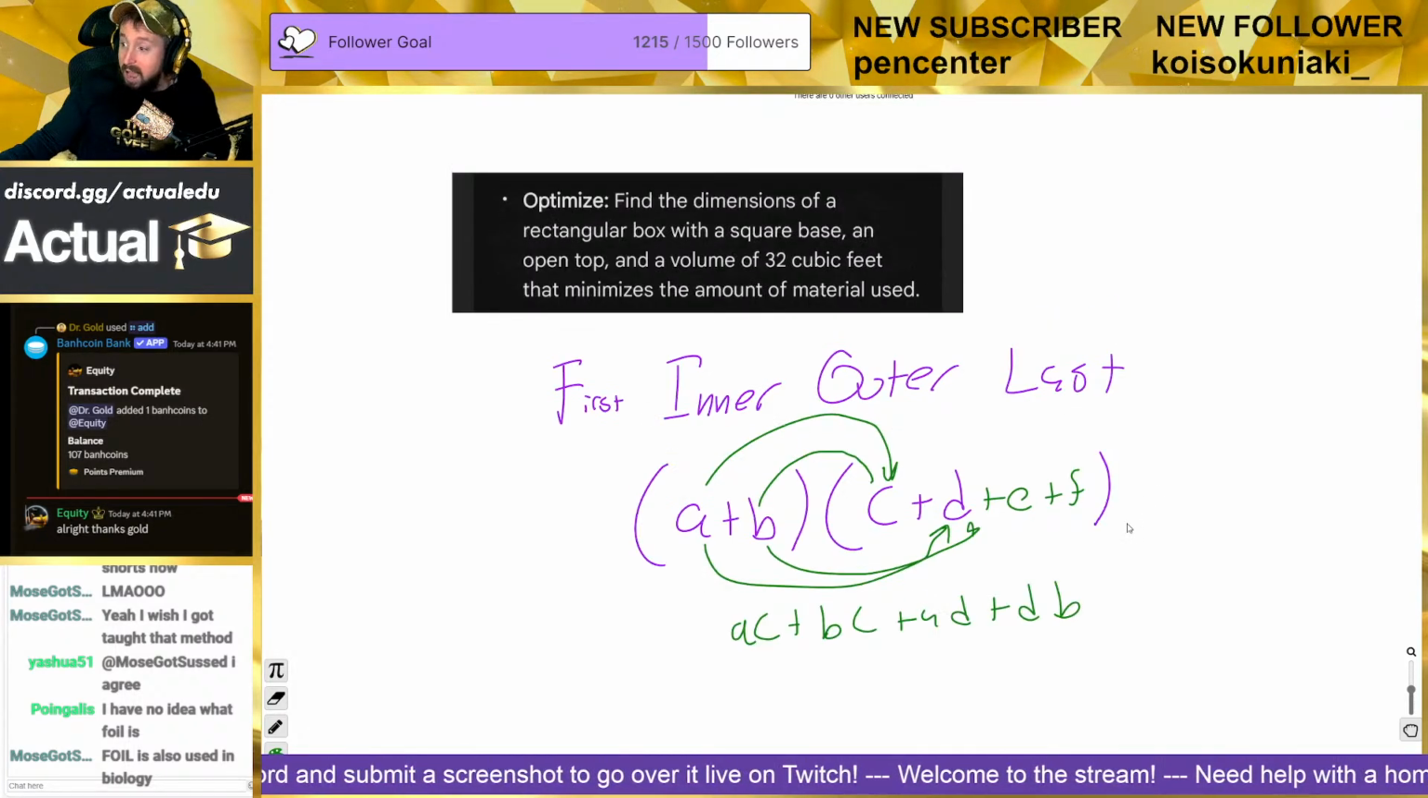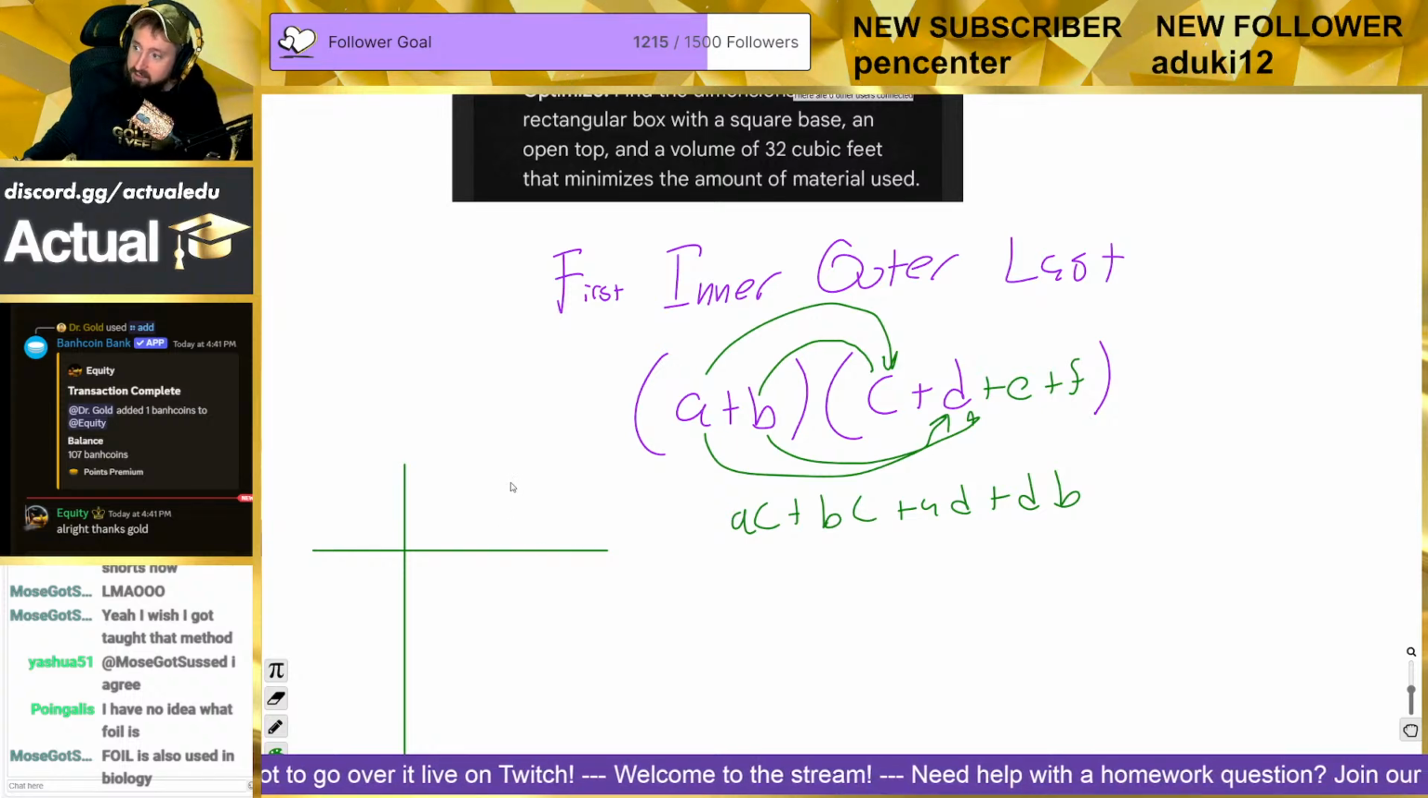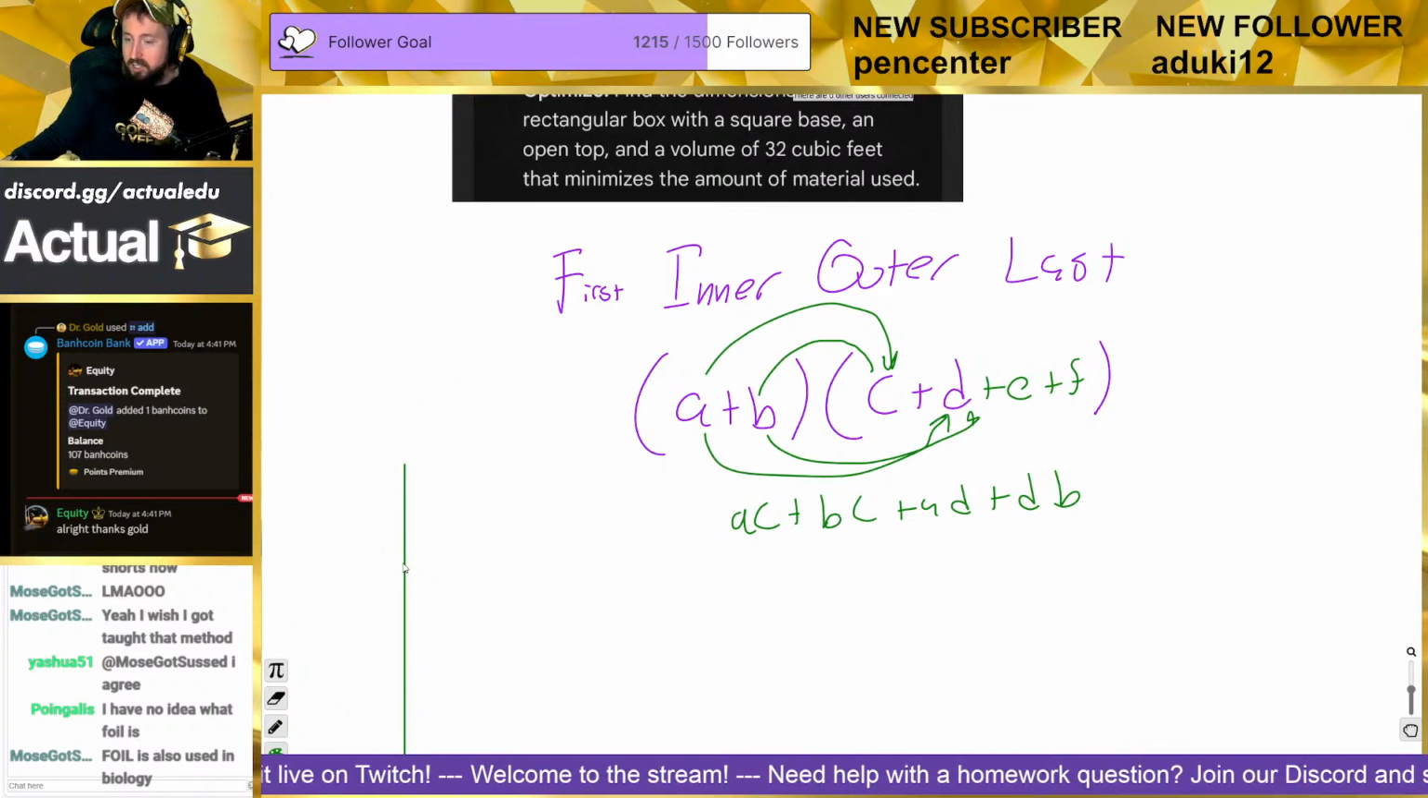FOIL's also used in biology. I think the Punnett square is used in biology. Yeah, doing it this way with genetics is very much used in biology. It's super helpful.